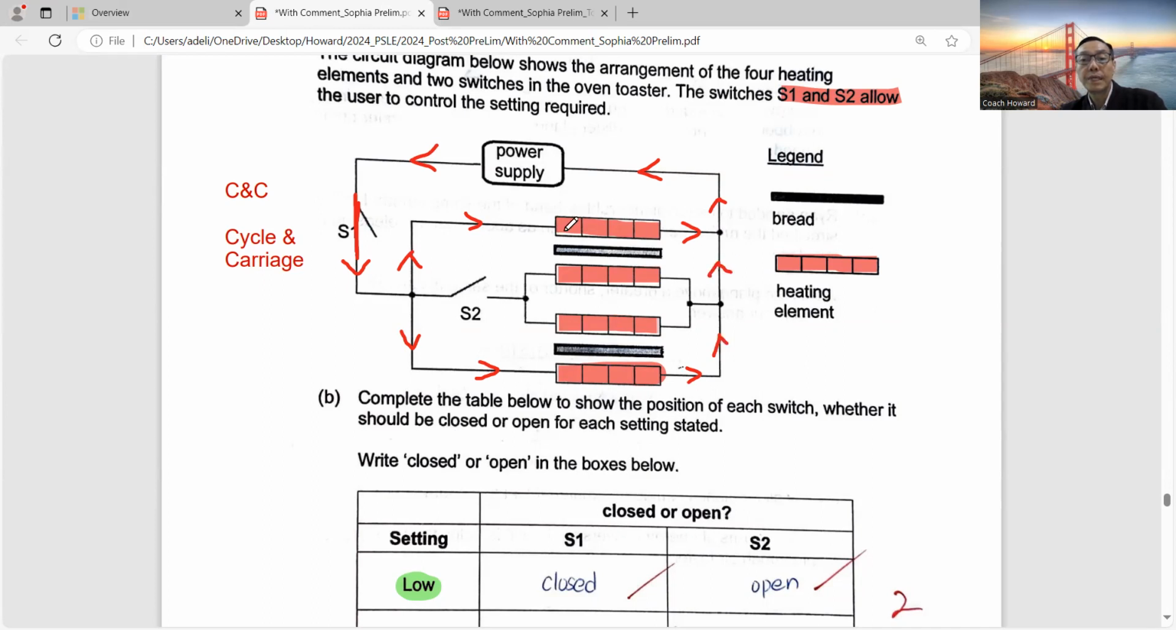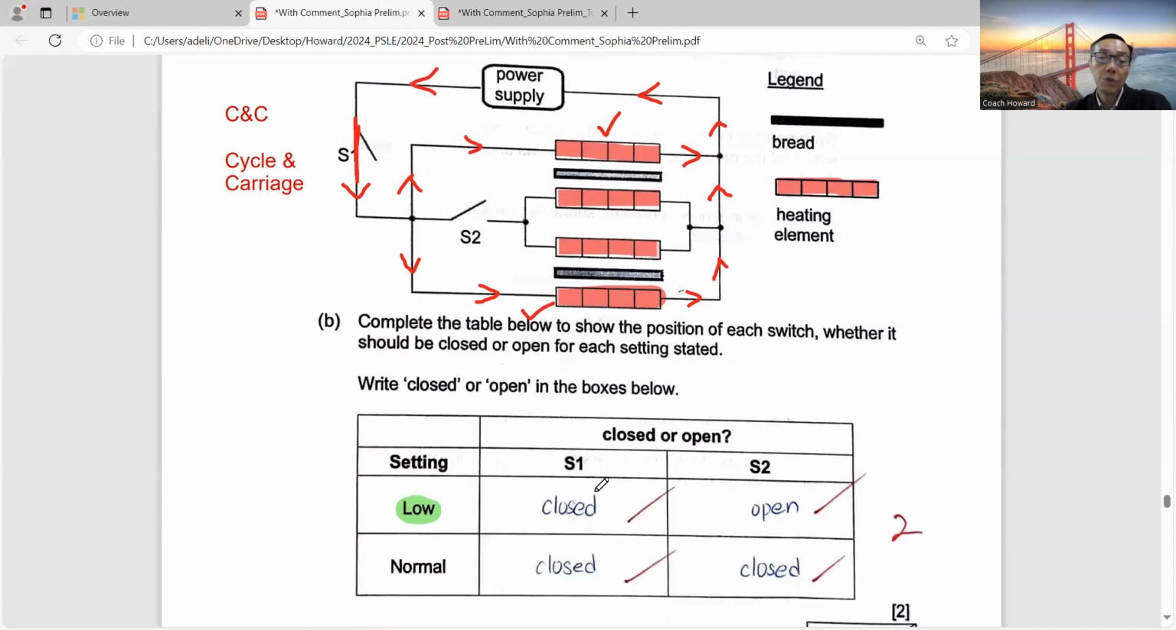So which bread is toasted? It's good to annotate this one. So this is a tick. There's current passing through, so this part is hot. And the current passing through this one is hot. Then you compare, hey, this is a bread of two sides. The inside one is not turned on because of S2. So S2 remains an open circuit. That's why these two heating elements are not turned on. So it satisfies the condition. So for the low setting, you must close S1 and open S2.